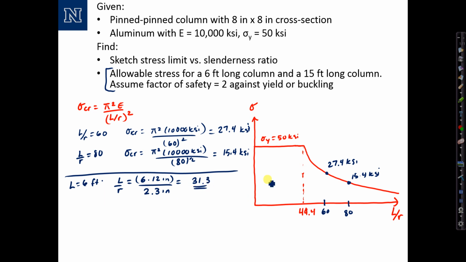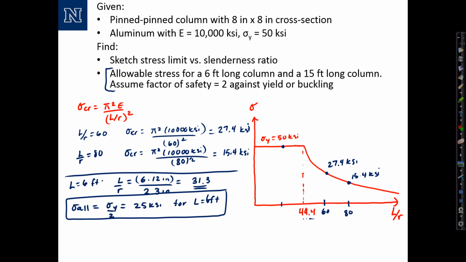So by inspection of our curve, we note that 31.3 is less than the transition value. The point is somewhere over here. So this is a yield controlled member. So sigma allowable in that case is going to be sigma y divided by the factor of safety, or 25 ksi, for L equals 6 feet. Okay? That's the first part.